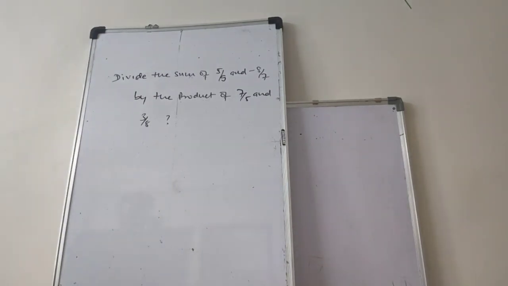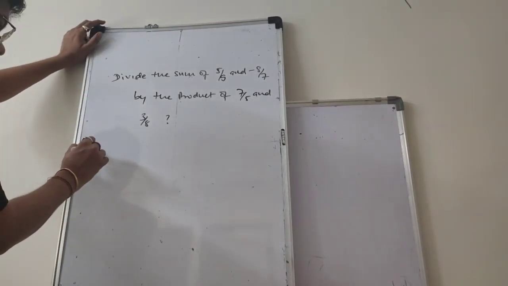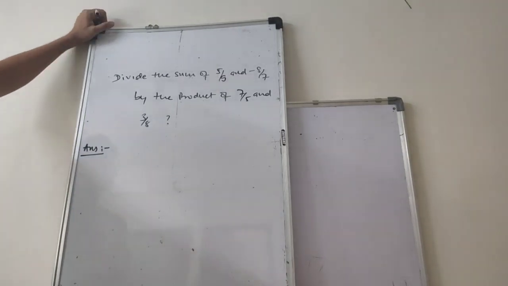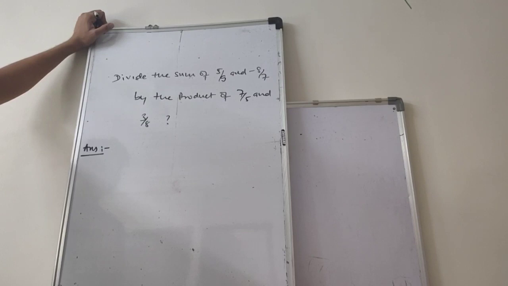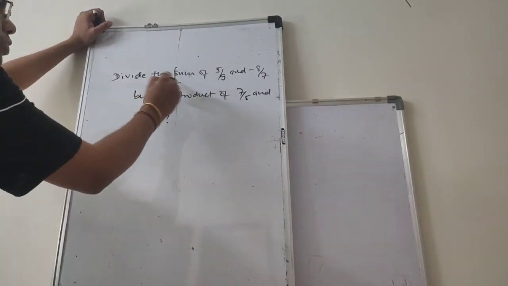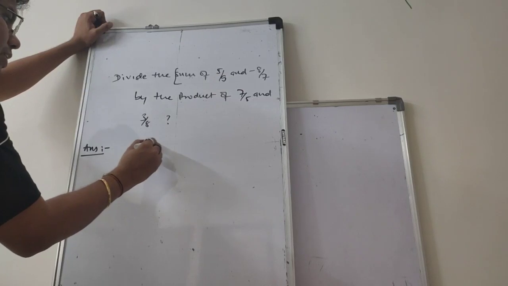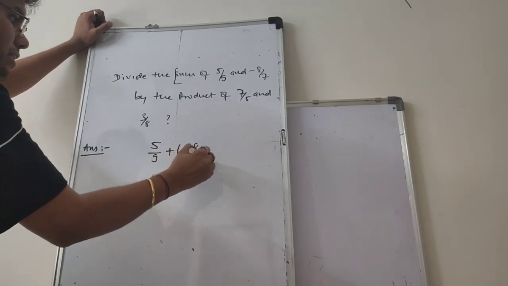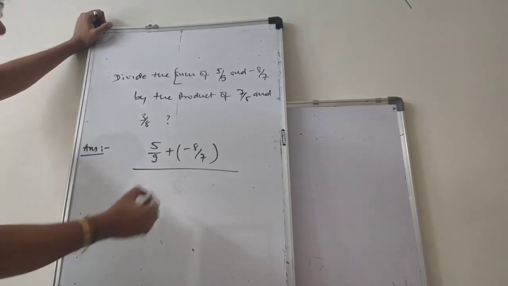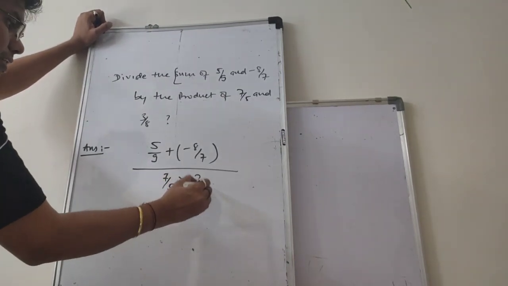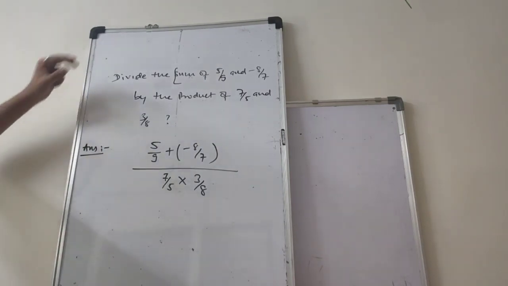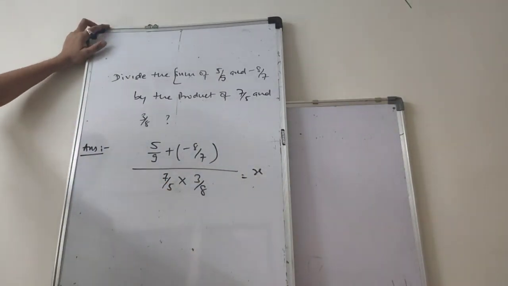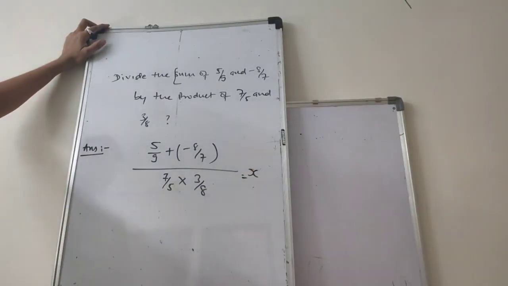Divide the sum of 5 by 9 and minus 8 by 7 by the product of 7 by 5 and 3 by 8. Now, according to the situation, we form first the expression. आपको क्या बोला है कि you divide the sum of 5 by 9 and minus 8 by 7 with the product of 7 by 5 and 3 by 8. So that will be your result. Let's suppose that result is taken to be x. So first we find the addition of these two rational numbers.